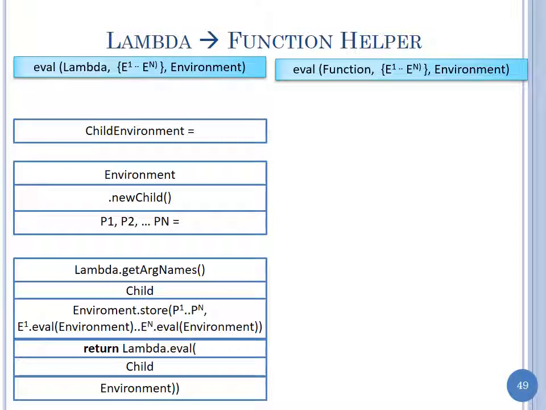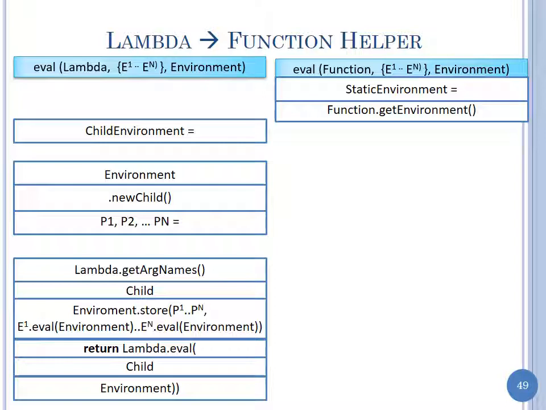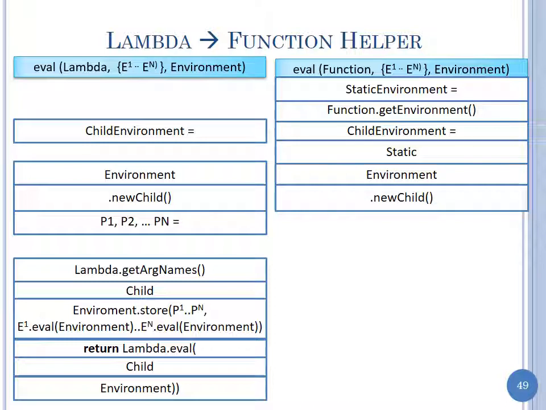On the left hand side, we create a child of the calling environment. Now I have to create a child of the defining environment, and where do we get the defining environment from? Function. Okay? So somehow I have to go and create it, and we have the function right here, right? So we create a static environment, which is function.getEnvironment. We now say child environment is equal to static environment.new child, same basic step.